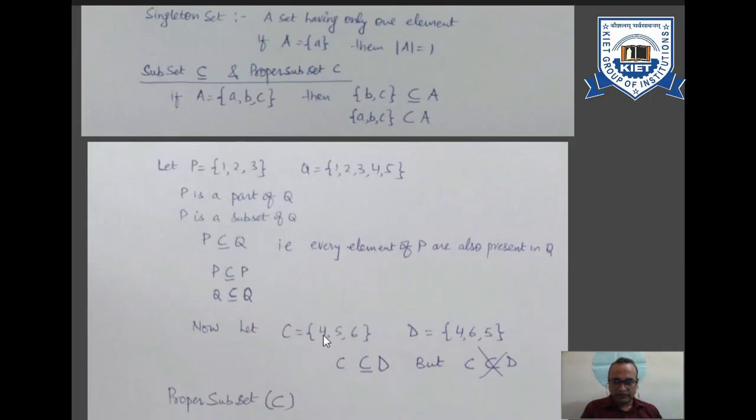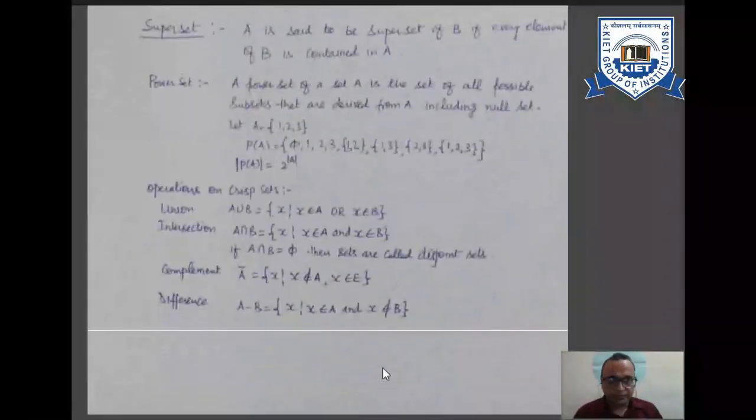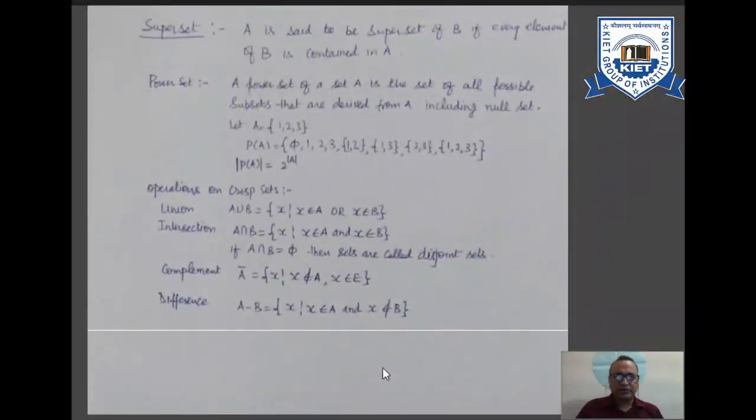But suppose we have one set C having elements 4, 5, 6, and there is another set D that has the same elements 4, 5, 6. If we represent C as a proper subset of D, no, that is not correct, because the sets are equal. Now come to the superset. In the same way, you can understand the concept of the superset also.